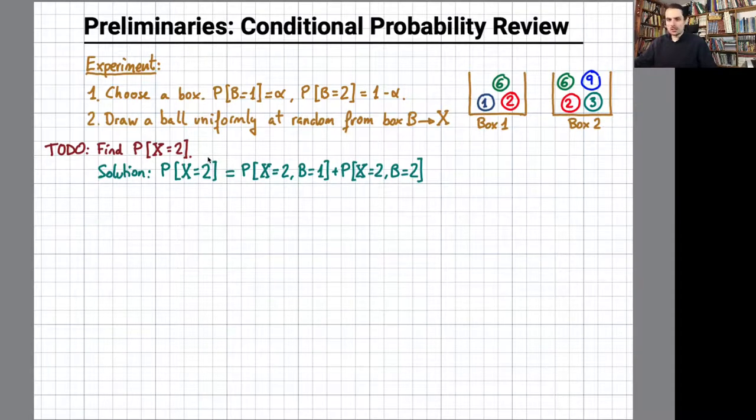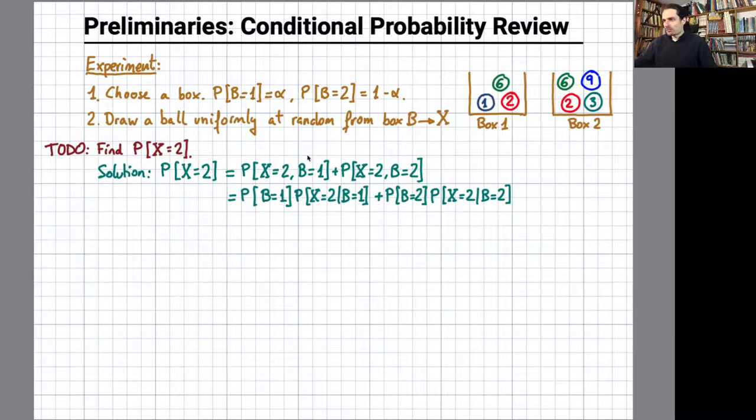Okay, so in this specific example, it is easy to recognize that the event where X equals 2 can be expressed as the union of two events, right? The event where X equals 2 and B equals 1, and the event where X equals 2 and B equals 2. And since the probability of the union of disjoint events equals the sum of their probabilities, we have this equality here. So if you are not familiar with these concepts, I suggest that you watch again the review video on probability theory earlier in this series.